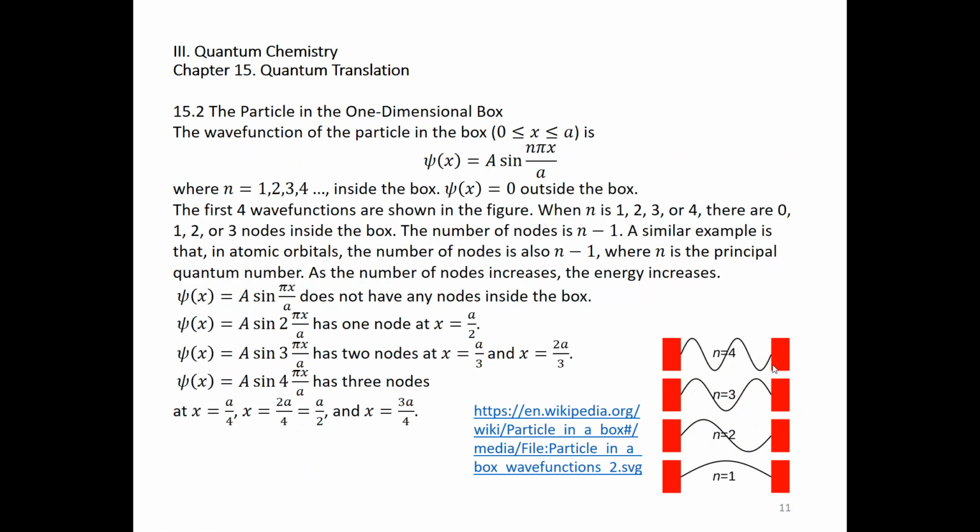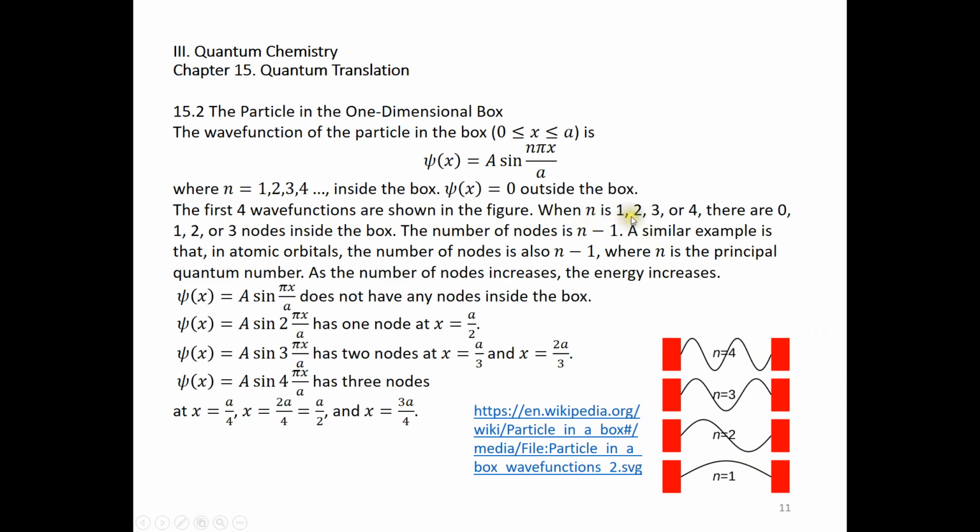The wave function of the particle in the box can be written as a times sine n pi x over a. N is a positive integer, 1, 2, 3, 4. Because remember, n cannot be 0. When n is 0, you simply have sine 0 inside the box. That means psi is always 0 inside the box. There's no particle. Outside the box, of course, psi is 0 due to the infinite energy barrier. Now the 4 wave functions are shown in this figure.